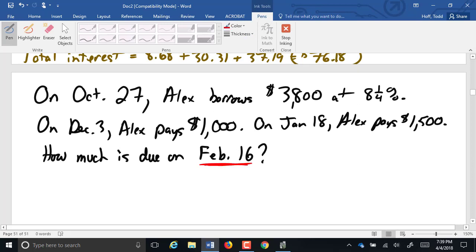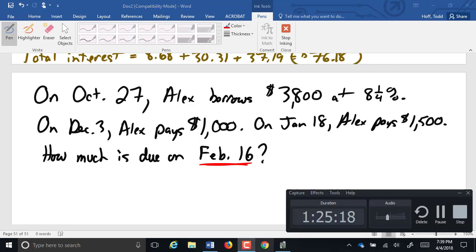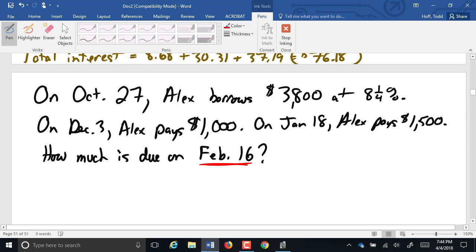February 16th is the end of the loan. Put it this way, Alex goes to pay it off on February 16th. How much does he have to pay off? Before you get too far into it, what day of the year is October 27th? 300? December 3rd? 337? And February 16th is 47?